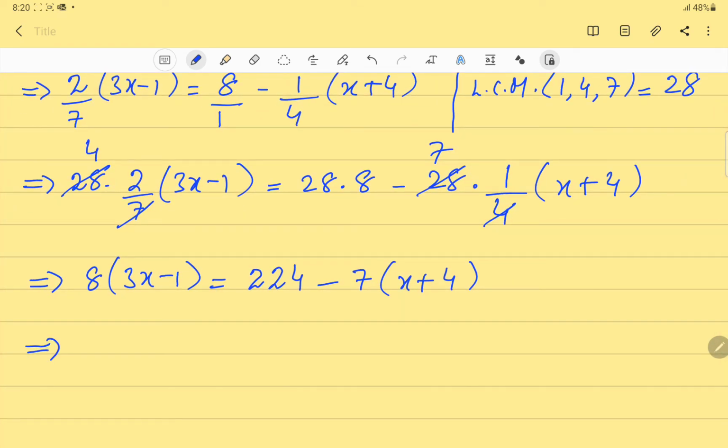Now we further simplify these and open the brackets. 8 into 3x is 24x. 8 into minus 1 is minus 8. Minus 7 multiplied by x is minus 7x. And minus 7 multiplied by plus 4 is minus 28.